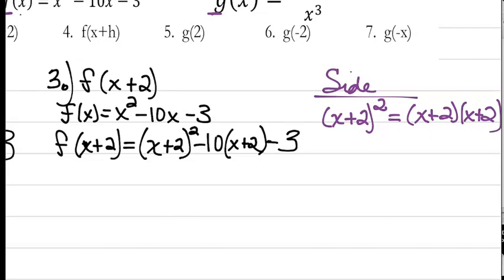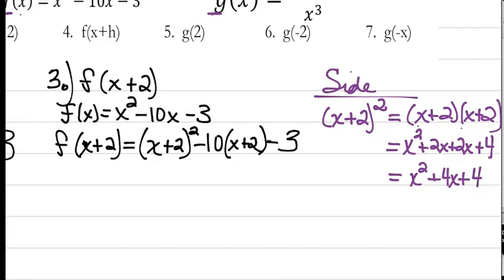So x times x gives me x squared. Then x times a plus 2 will give me a plus 2x. Then I'm going to have plus 2 times x to get a plus 2x, and a plus 2 times a plus 2 to get a plus 4. So it'll look like this. x times x is x squared. x times 2 is 2x. 2 times x is 2x. 2 times 2 is 4. And now I'm going to combine my like terms. So I'm going to put the 2x with the other 2x to give me 4x.